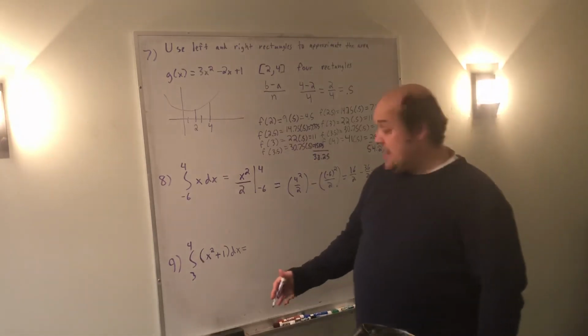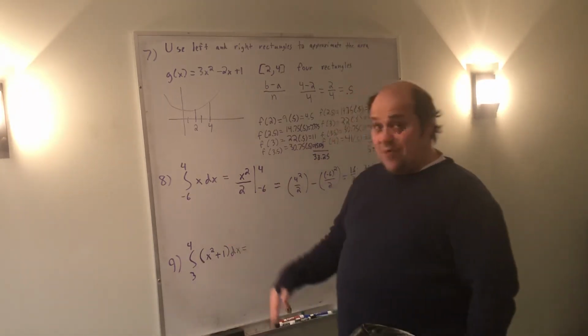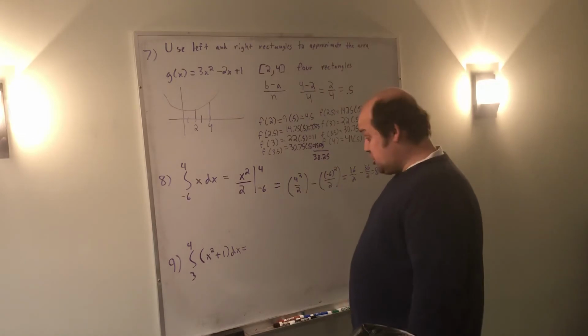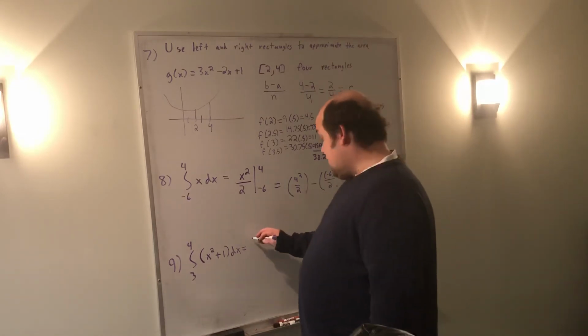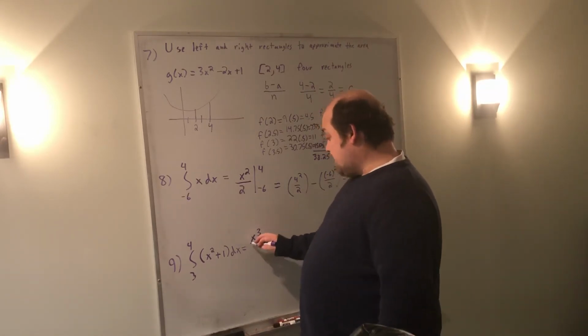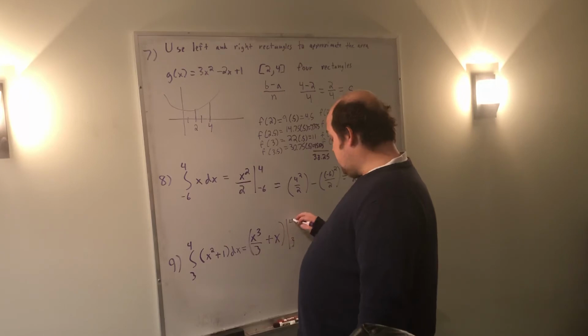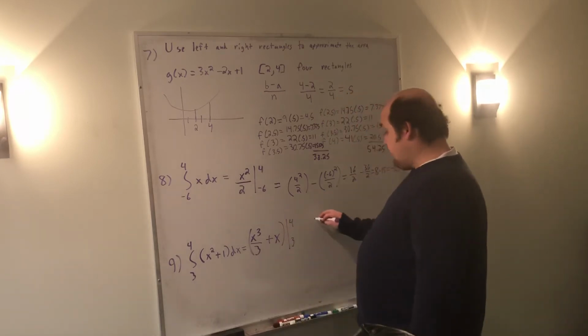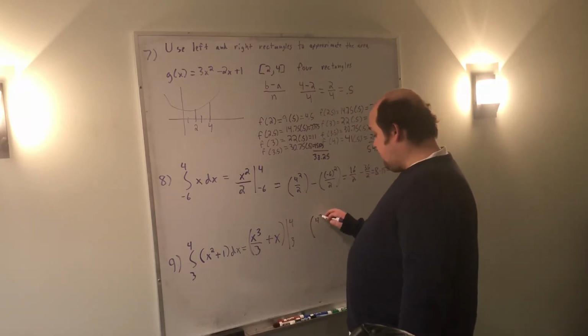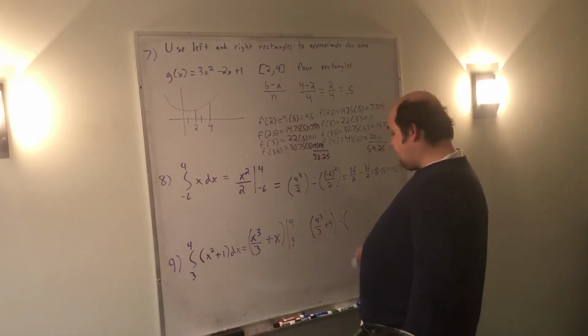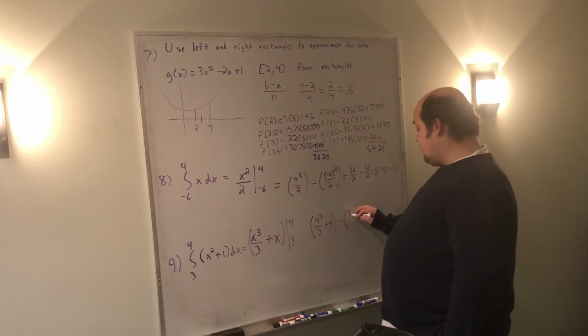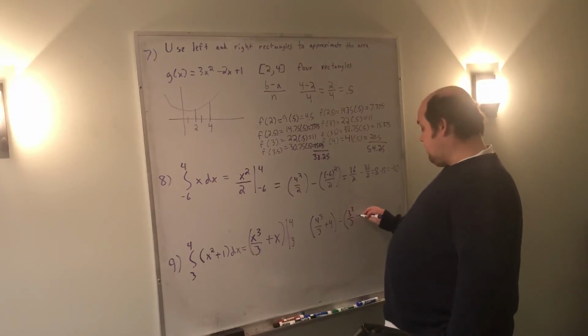For problem 9, again, I'm going to use the tools I know are coming in the future rather than the limit definition. So here when I integrate, x squared becomes x cubed over 3, and 1 becomes x. This is all being evaluated from 3 to 4. So I start by putting in the 4. That gives me 4 cubed over 3 plus 4. I subtract from that, putting in the 3. 3 cubed over 3 plus 3.